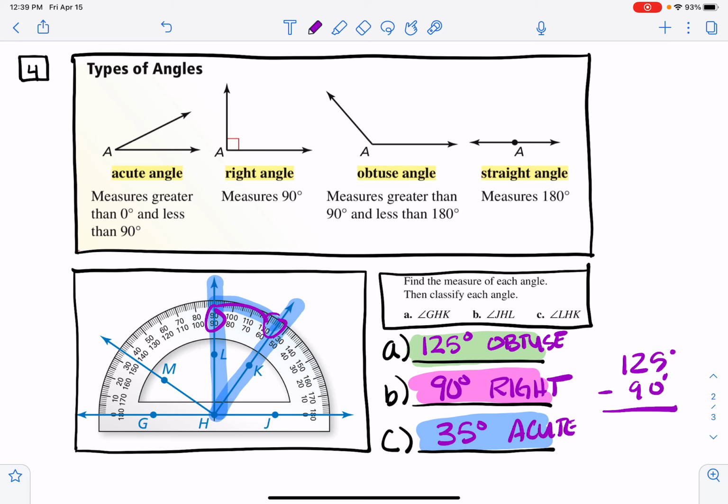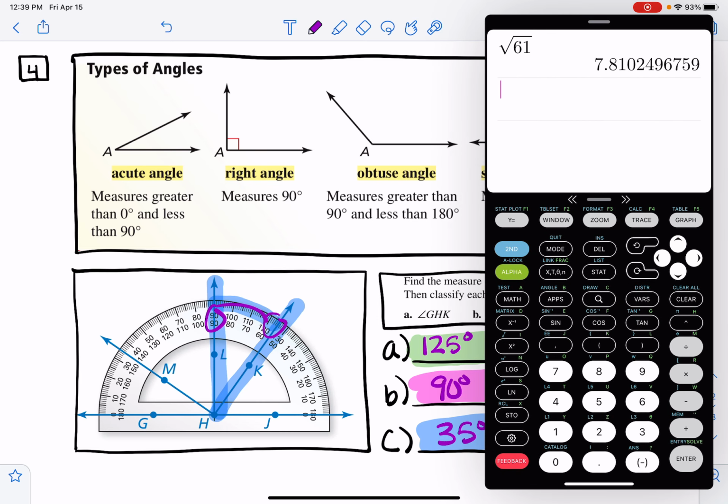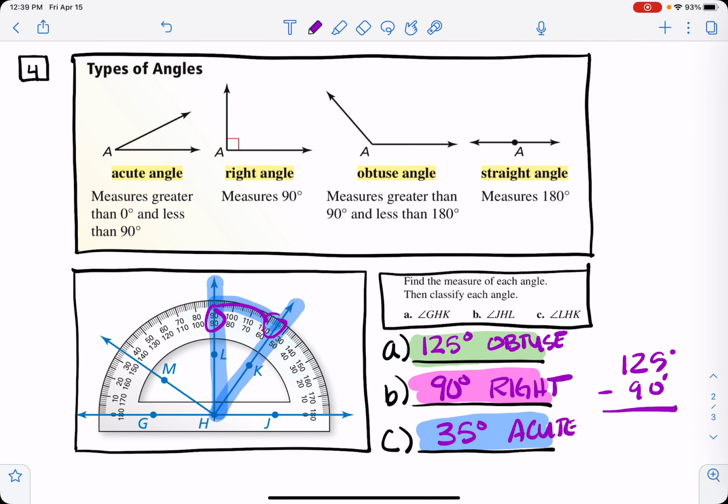And that's how I get acute for that one. And again, if you do need help with that one, you can use the calculator if you need to. You can always bring it in, go 125, subtract your 90, and of course you get your 35. So whatever works for you, don't get held up by that, but we just did a little subtraction to figure out that angle. All right, that's everything you need for this lesson.